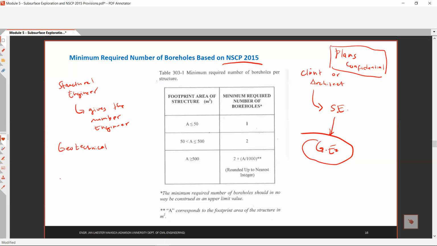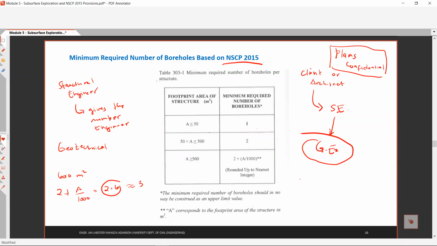Basically, it's just like this. Let's say you have 600 square meters. Therefore, you need 2 plus A over 1,000, which equals 2.6. So 2.6 is approximately 3 boreholes. Okay, so that is this one.